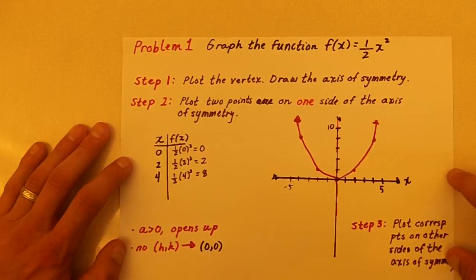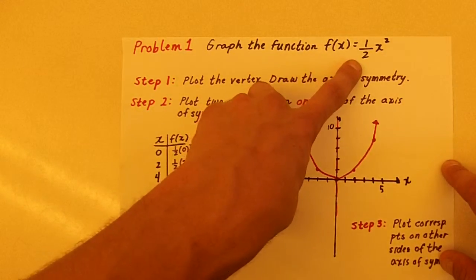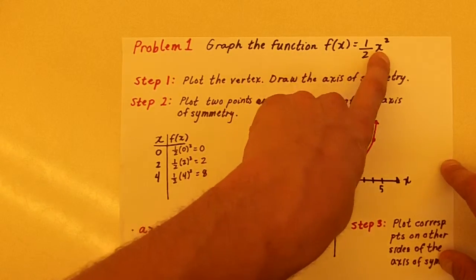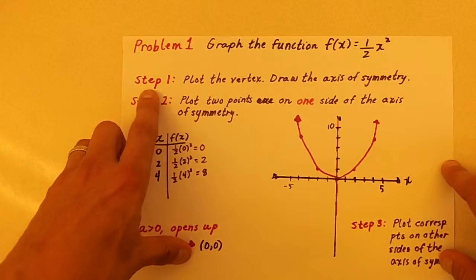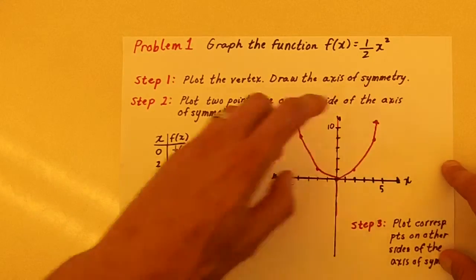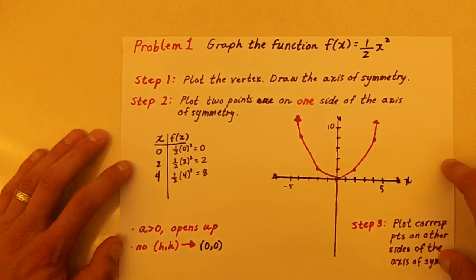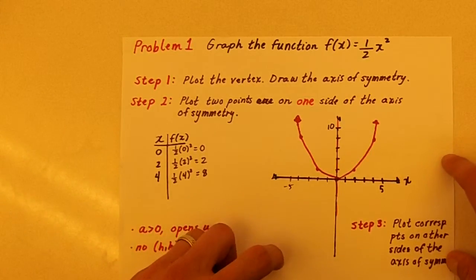Okay, so let's look at our first problem. The first problem is asking us to graph f(x) = 1/2 x². Again, nothing being subtracted with x, nothing being added out here. So in step number 1, I'm going to plot the vertex, and I'm going to draw the axis of symmetry. What's really nice is, if you know the h value of your vertex, you also know the axis of symmetry. The axis of symmetry will always go through your vertex.